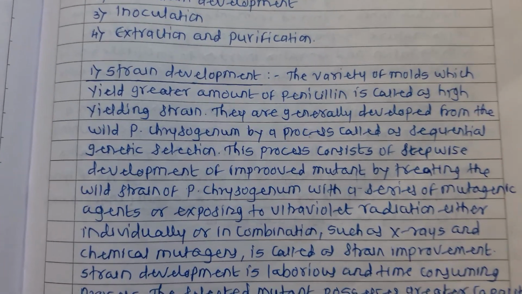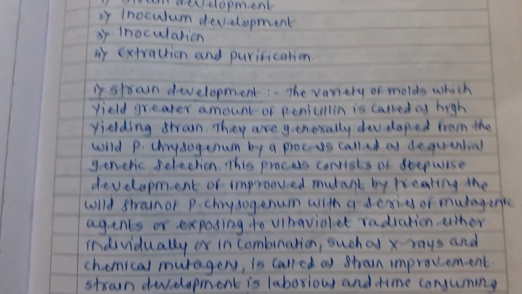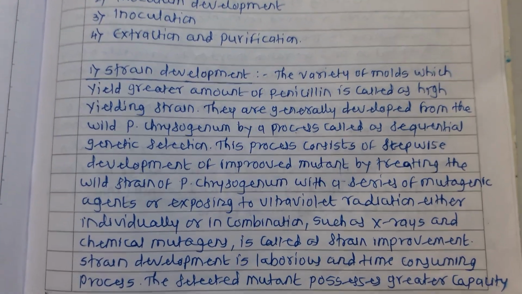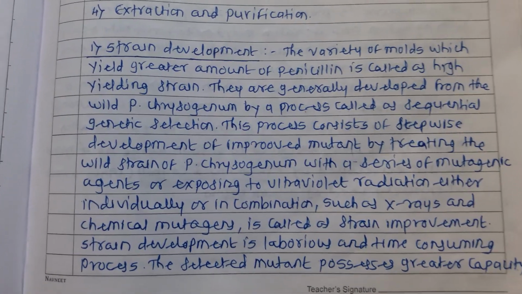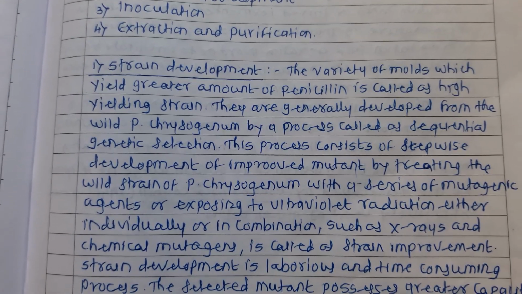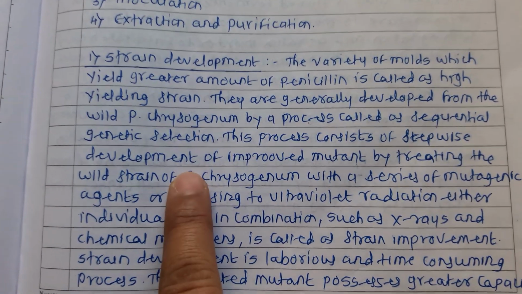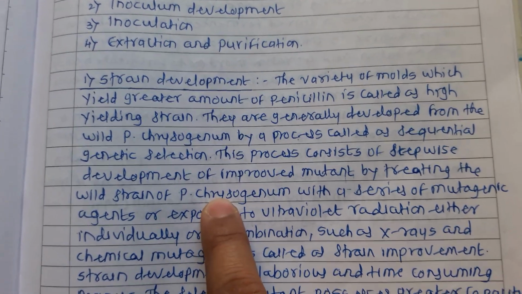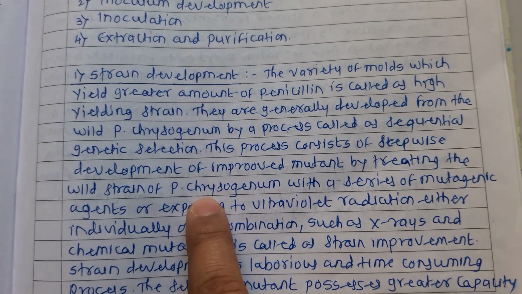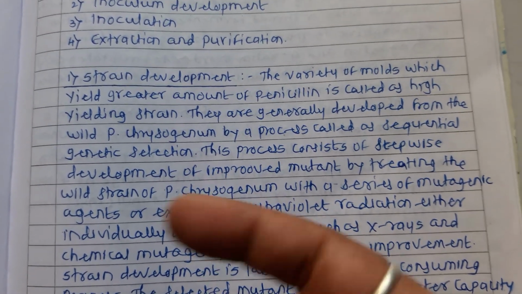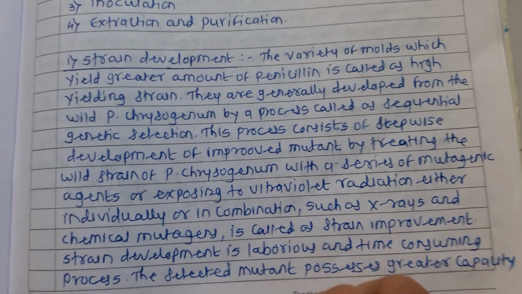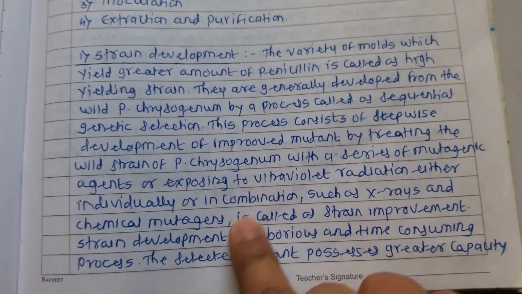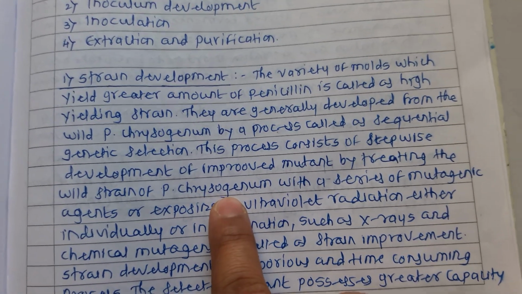In strain development, first we develop the strain. The strain is the fungus or microorganism which is to be used. In strain development, the genome of that strain is changed. Here we use Penicillium chrysogenum. These fungi are the wild strain. The wild strain is improved by preparing a mutant strain. The mutant strain is prepared by changing the genome of that fungus.